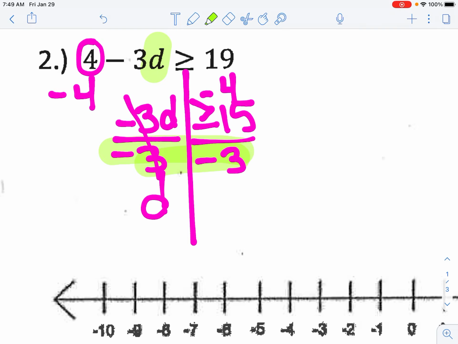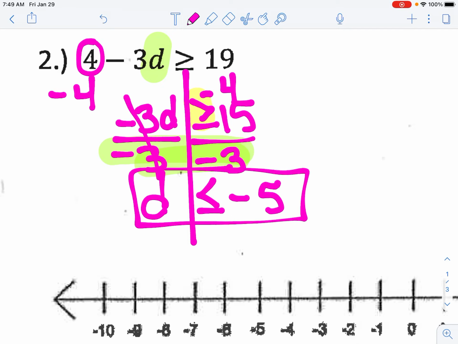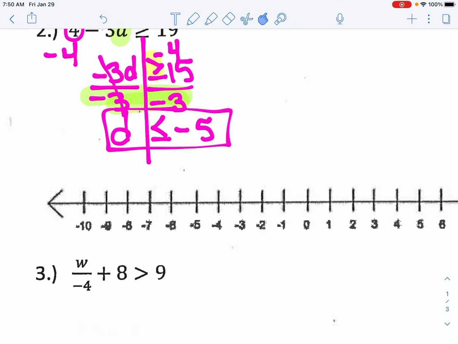So look at our sign. Our sign was greater than or equal to. We're going to flip that to less than or equal to since we just divided by a negative. 15 divided by negative 3 is negative 5. So our solution is that d is less than or equal to negative 5.